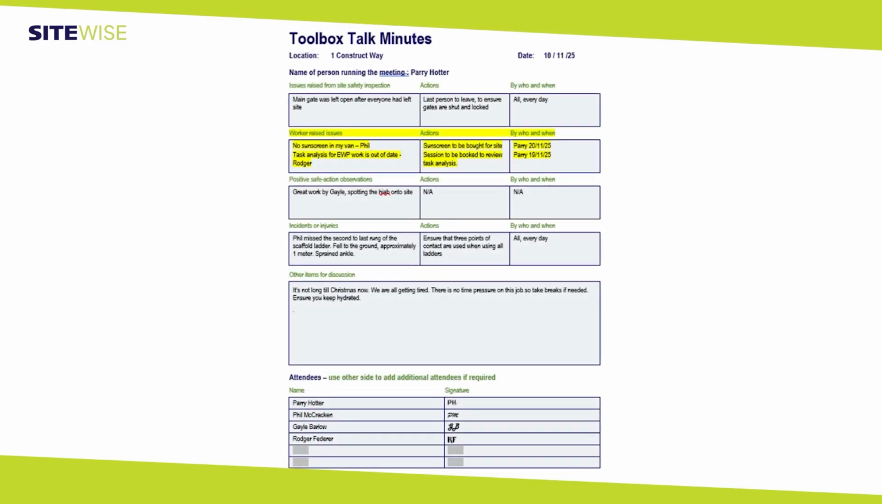This example is a toolbox meeting, or some sort of meeting, where it is clear that workers have raised issues and have been involved in discussion. In this example, you will note that Phil has raised the fact there is no sunscreen in his van, and that Roger has noted that the task analysis for EWP work is out of date.